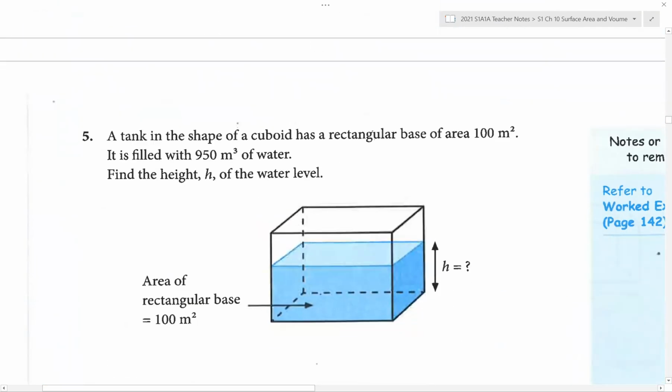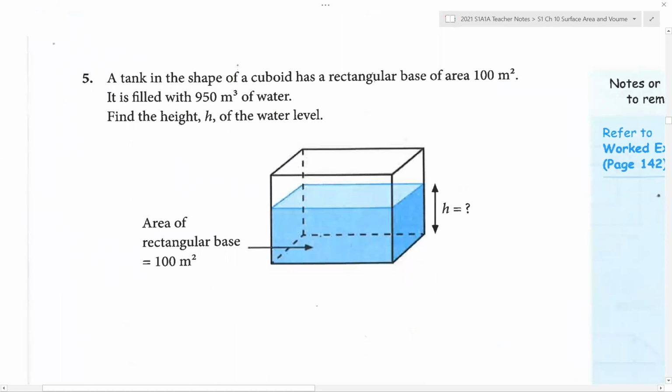Next, question 5. So now we've got a tank in the shape of a cuboid again. In our syllabus so far, we've only dealt with cuboids. It is always length times breadth times height for the volume. Base area is given to be 100 square meters, this portion. 100 square meters. Let's ensure that we really understand what is happening over here.